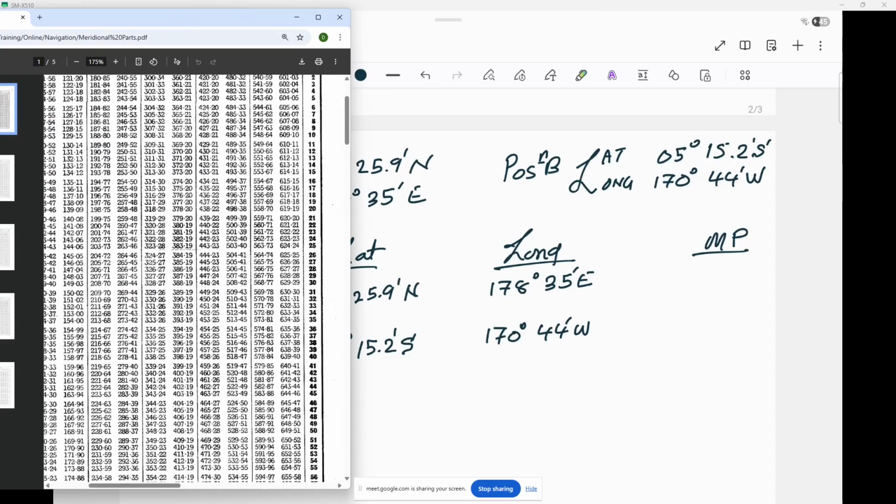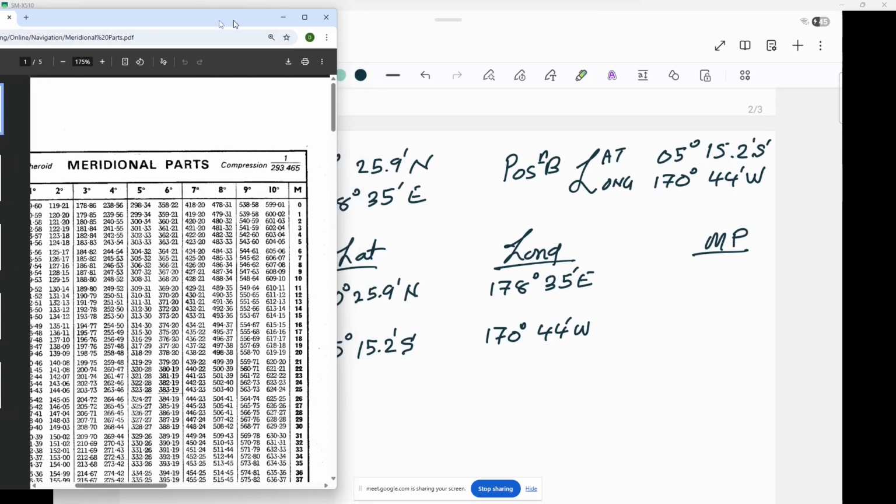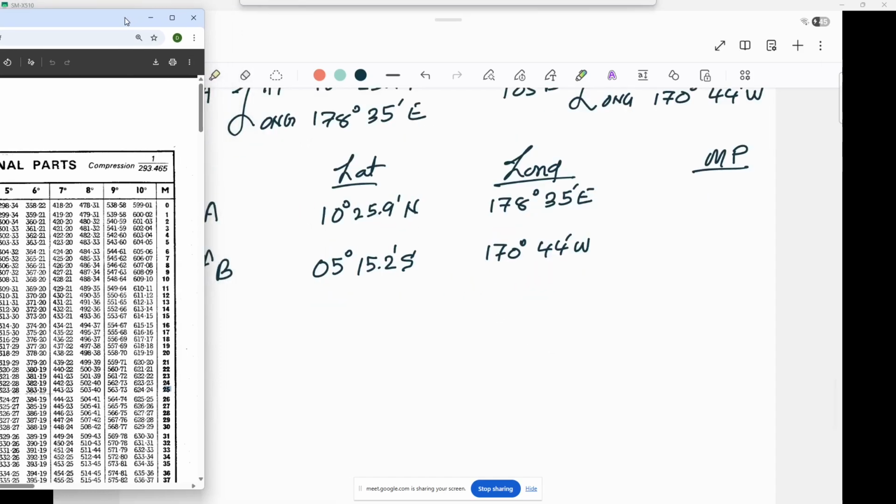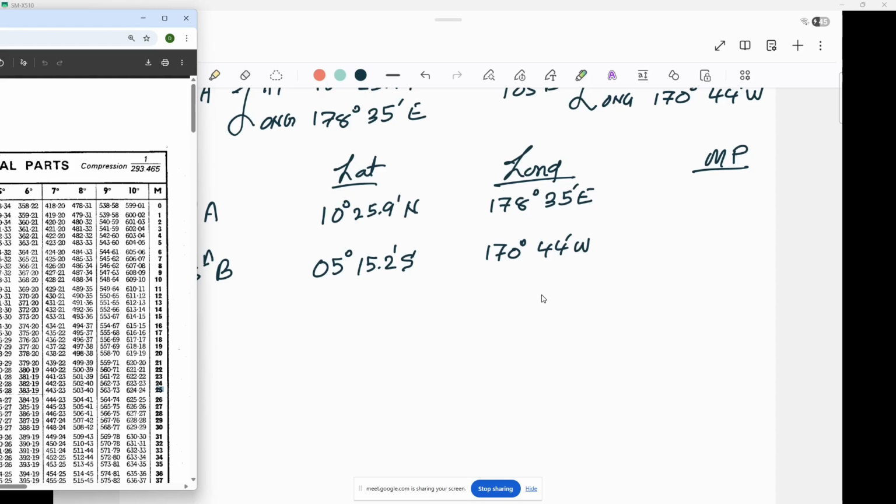Okay, so 10 degrees is here, and what we need is 25 decimal 9 here. So we have to interpolate now. If you're good in mathematics, you can even interpolate in your mind, but I will do it the hard way so that you can see the interpolation. So what we need is 25 decimal 9, so we need 25 and 26.